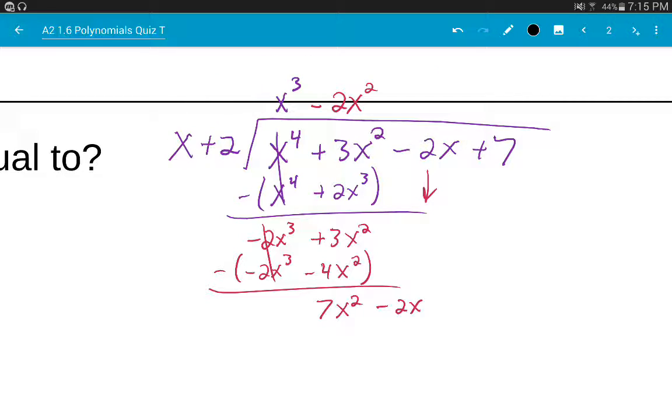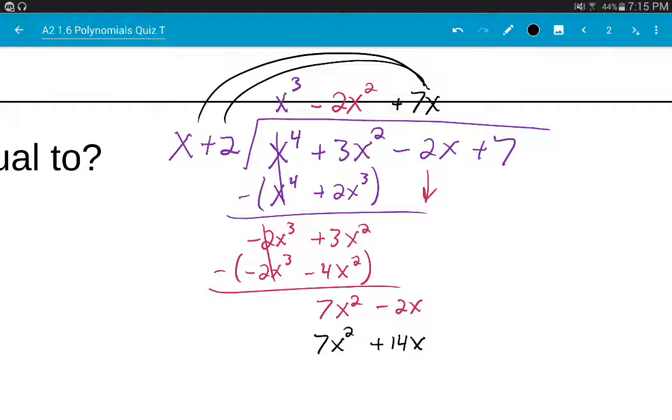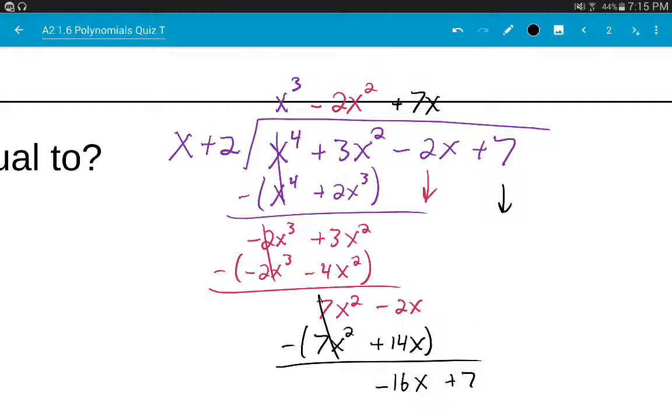Next cycle, same moves. x goes into 7x squared, 7x times. We distribute the 7x over. I get 7x squared, and 7x times 2 is 14x. Parentheses and subtract. Cross out. Negative 2 minus 14 is negative 16x. Bring down the plus 7.